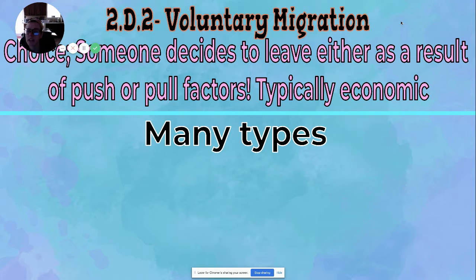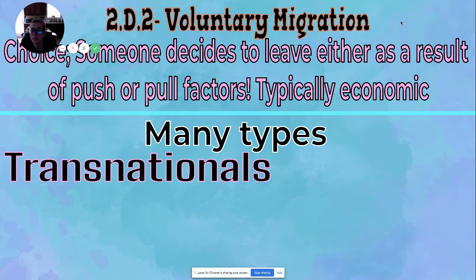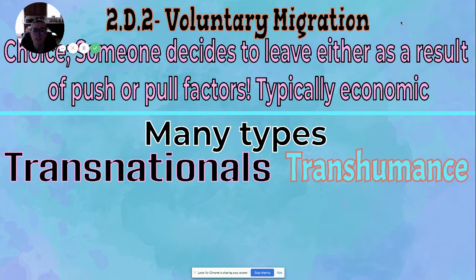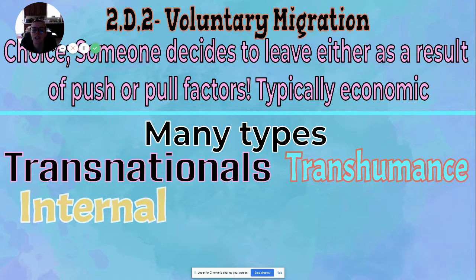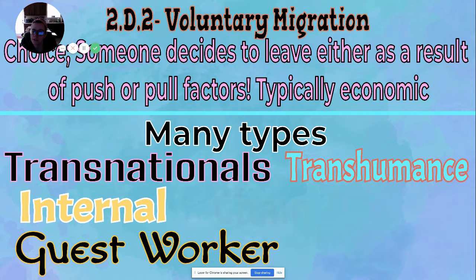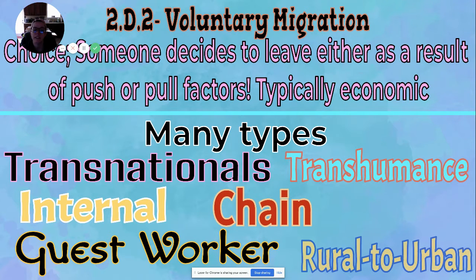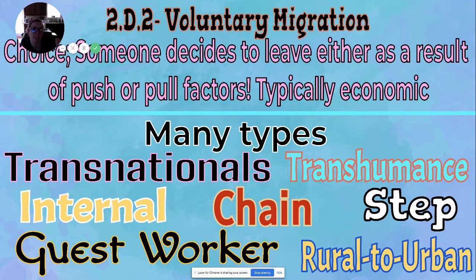Okay, so there are many types of voluntary migrations. We're going to look at these today. We're going to look at transnationals, transhumanists, and internal migration. Once again, there are two types of those. Then we're going to look at guest workers, followed by chain migration, rural to urban, and step. Not in that order. That's just the animation.